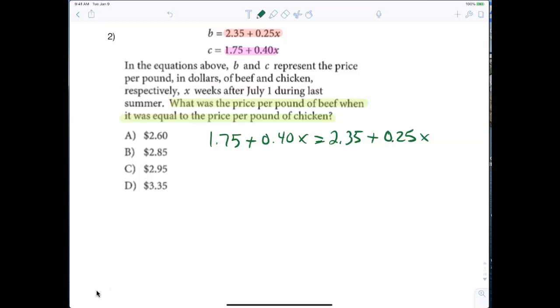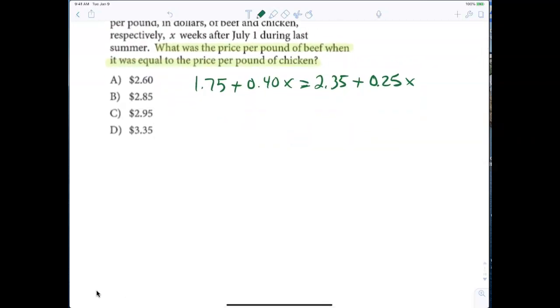And so to solve this, 40 cents minus 25 cents is what? 15 cents is what I came up with. And then 2.35 minus $1.75 was 60 cents. So x was equal to what? 4. Beautiful for those of you who knew that. But 4, that's in week 4. So what do I have to do now?